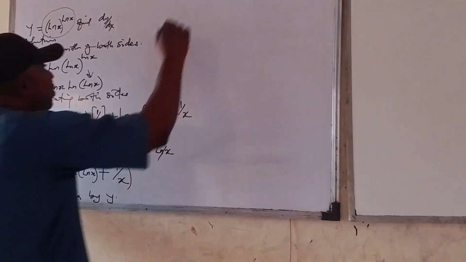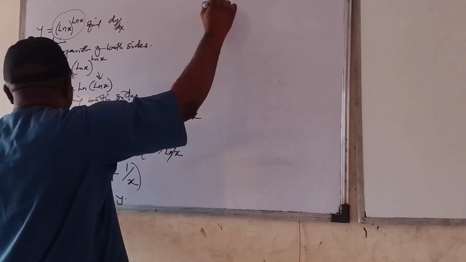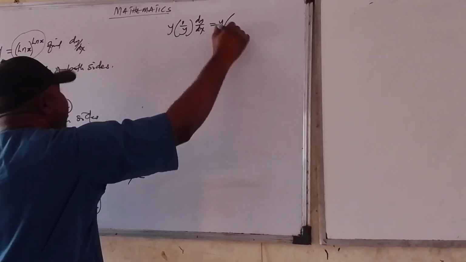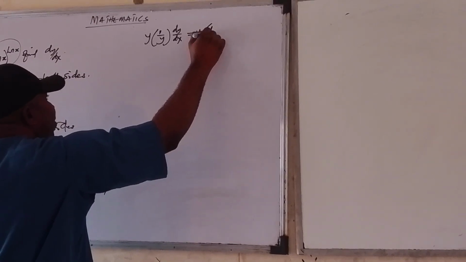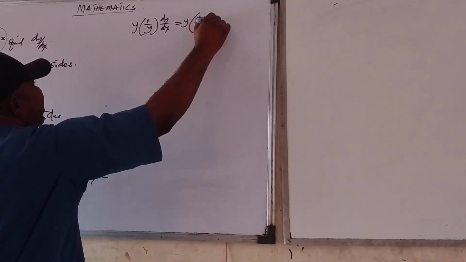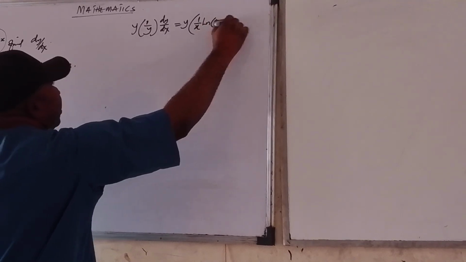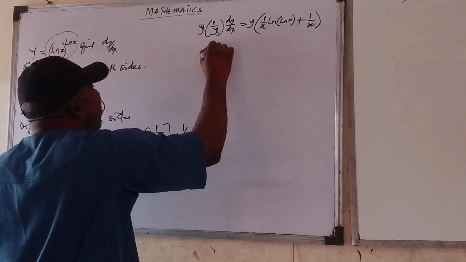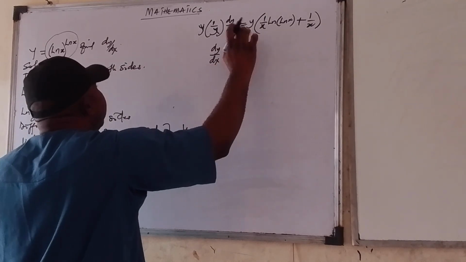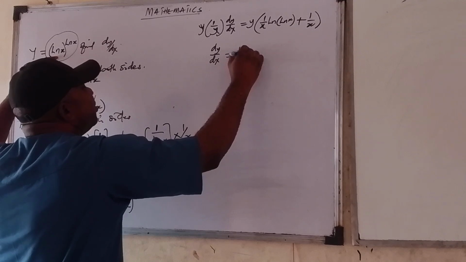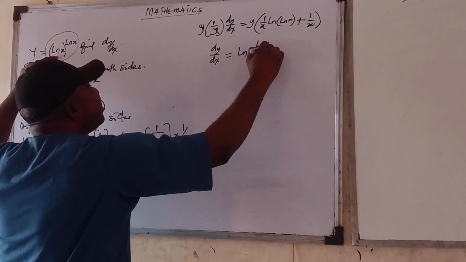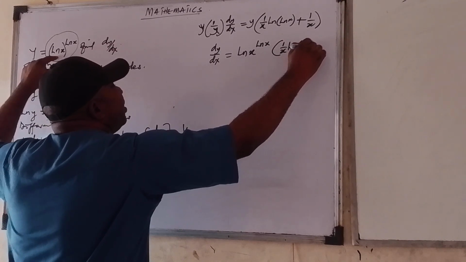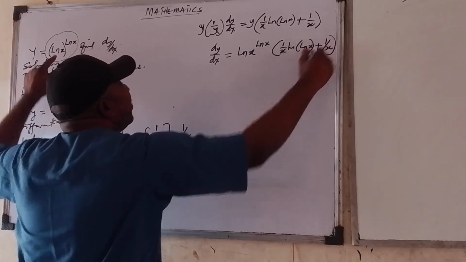So it means here we have y in bracket 1 all over y, dy over dx will be equal to y in brackets, we have 1 all over x ln x, plus 1 all over x. So this y will go with this y. We'll be left with dy over dx will be equal to y. And our y is ln x raised to the power of ln x in bracket 1 all over x ln x plus 1 all over x.